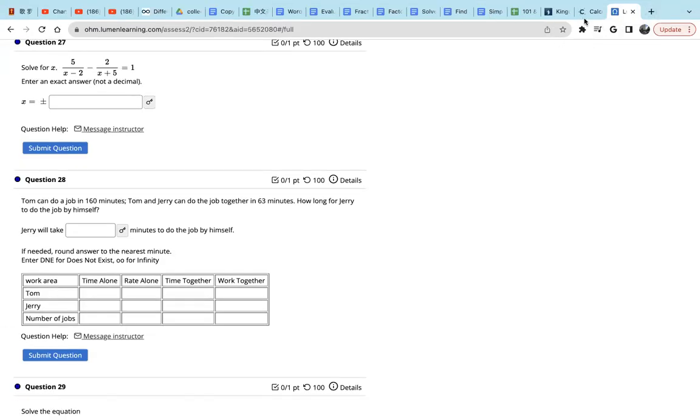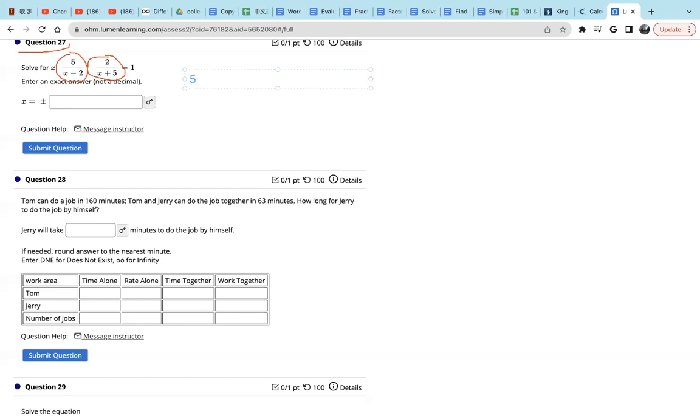Let's see 27. Again, we're solving equations. We need the least common denominator. To make a common denominator for this term, we need to multiply by x plus 5 divided by x plus 5. And for this term, we need to multiply the numerator and denominator by x minus 2. So let's do that.